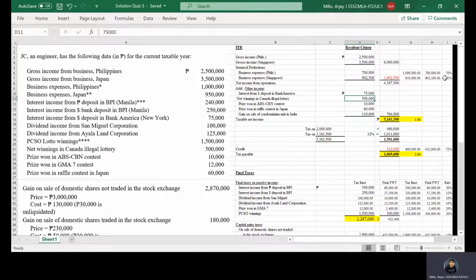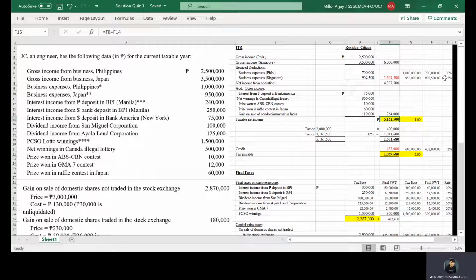So that's 75,000, 500,000, 10,000, 60,000 plus 119,000, a total of 764,000. So yun yung i-add natin from the initial net income from operations plus 764,000. So to answer question number one: if JC is a resident citizen, what is the net taxable income of this taxpayer in his ITR of the current taxable year?